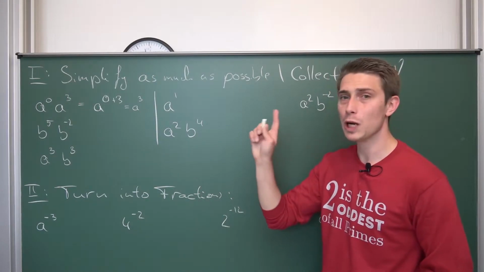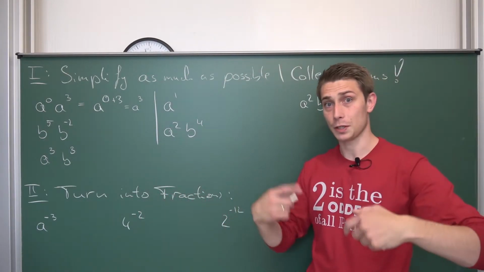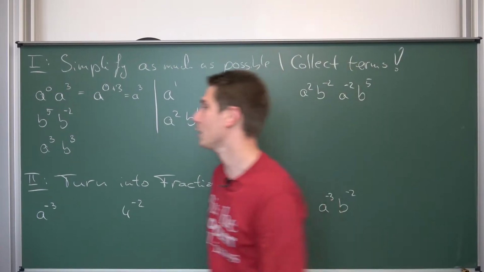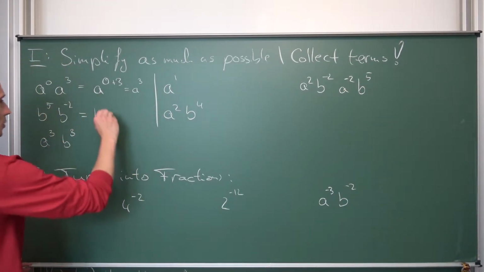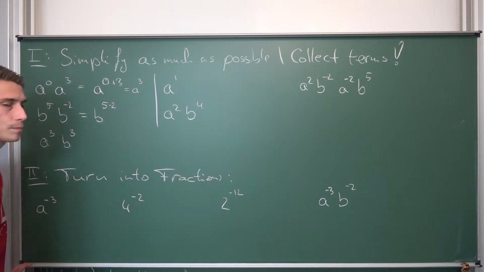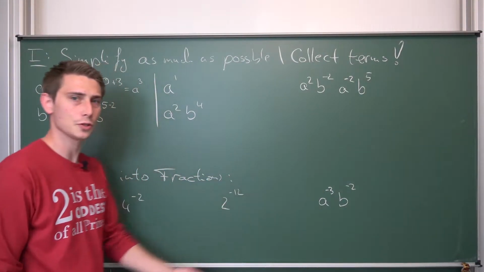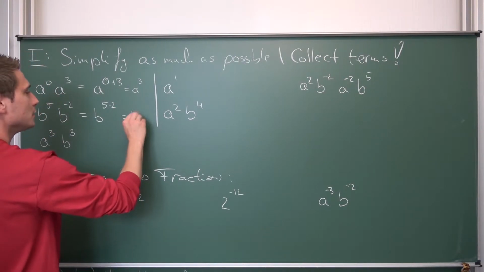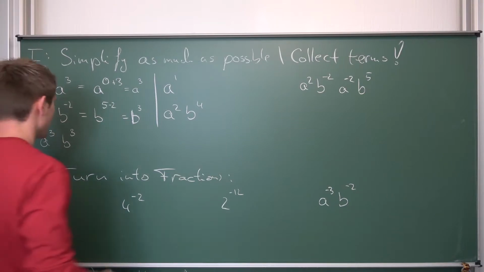What do we have here? Well, we have the same situation as up here. We have the same base, but different exponents. Meaning we are going to collect the same base, which is b, and then we are going to add our exponents together. 5 minus 2. If you have 5 apples and I take 2 away from you, you only have 3 apples. So b to the 3rd power, b cubed. And thus we are done with this exercise.